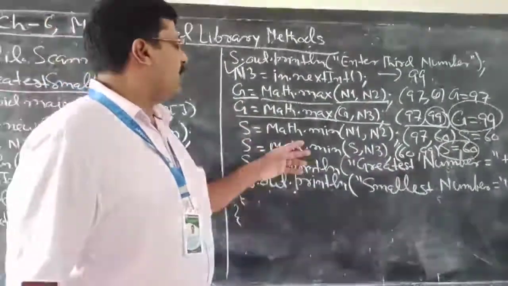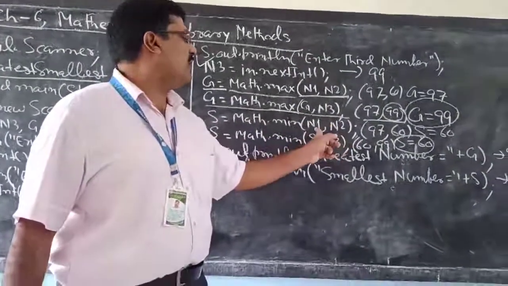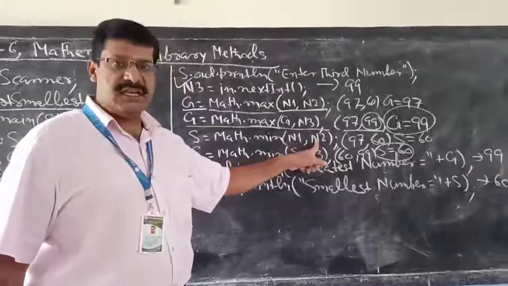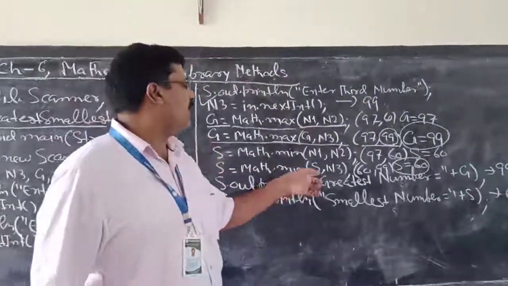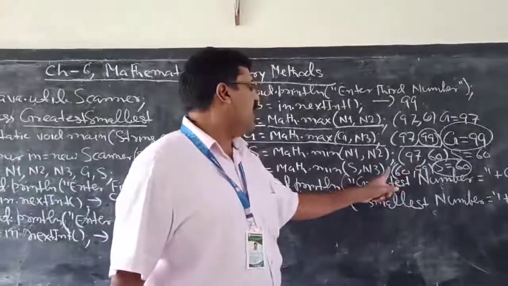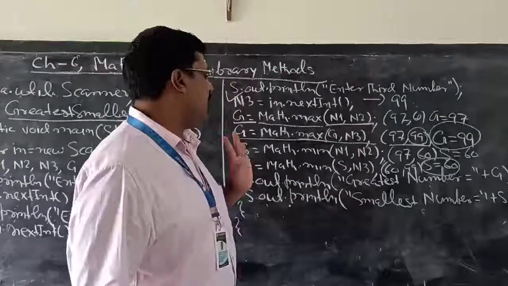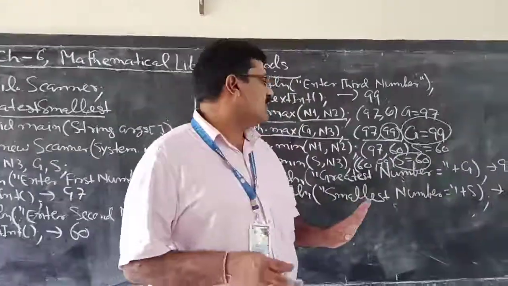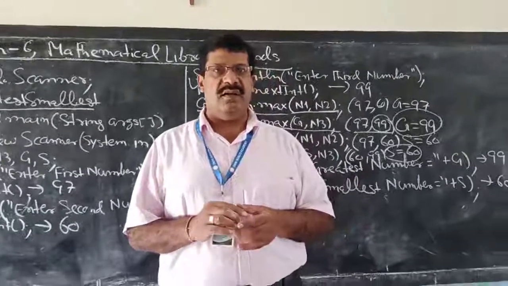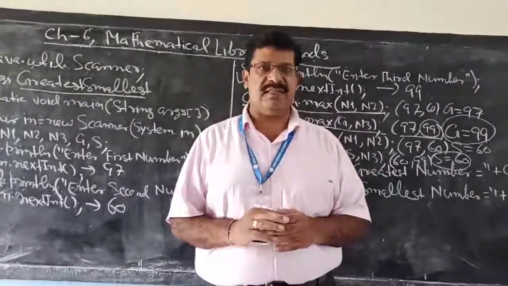Again, for the smallest number, we compare Math.min of the first number and second number, 97 and 60. The 60 is the smallest number, stored in S. Now this 60 is compared with the third number, which is 99. The minimum number is 60, stored in S. And we printed the greatest number 99 and the smallest number 60. So this was an example of how to write a Java program using the mathematical library methods. Write it in practice.